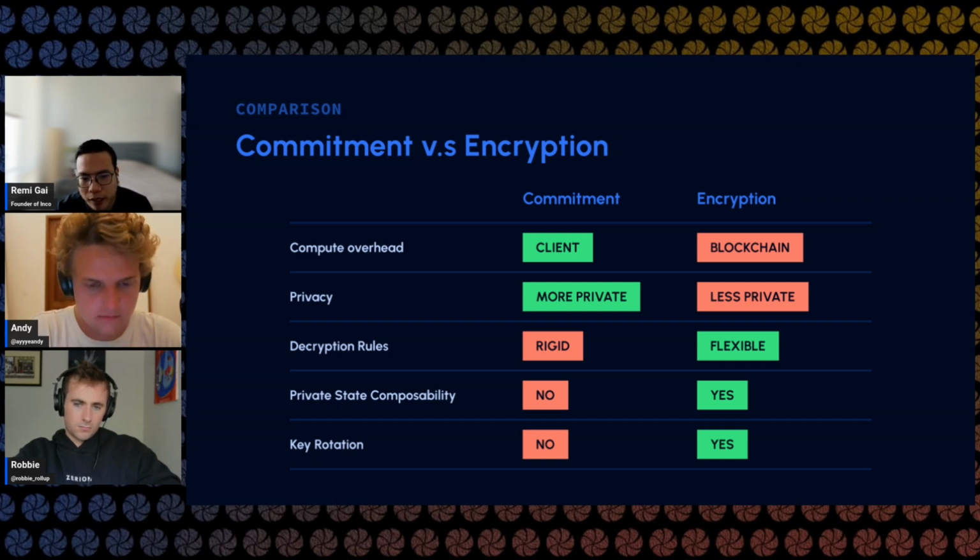The third point here is around decryption rules. So when you have a system that's more commitment based, typically the way it works is if Andy, you transfer money to Robbie, you essentially generate a ZK proof, but also specify Robbie's viewing key. So Robbie will have a viewing key that he can utilize. He will have the private key associated with it to be able to decrypt. But you have to specify that ahead of time during the proof generation.